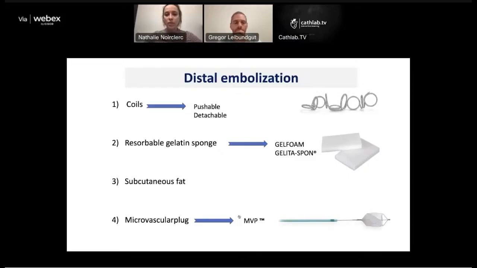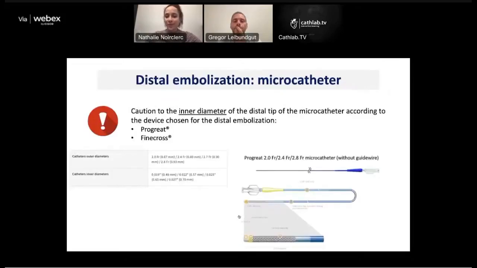Here are the pictures of each device. So microvascular plug, we're going to see it later. So for distal embolization, what I wanted to insist on is the choice of microcatheter, because the inner diameter must be big enough to receive whatever you choose, so coil or gelatin or whatever. So this is why you cannot choose any type of microcatheter. One that's large enough is the ProGrate, and some coils can fit also in the Finecross, but not all the coils.